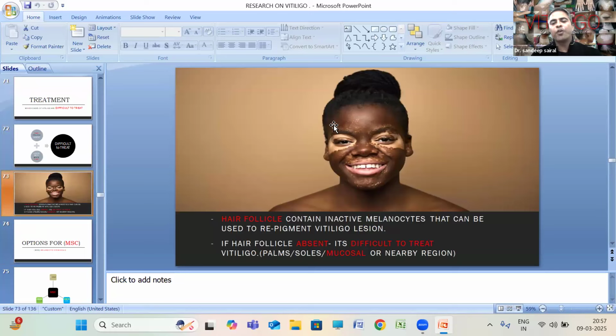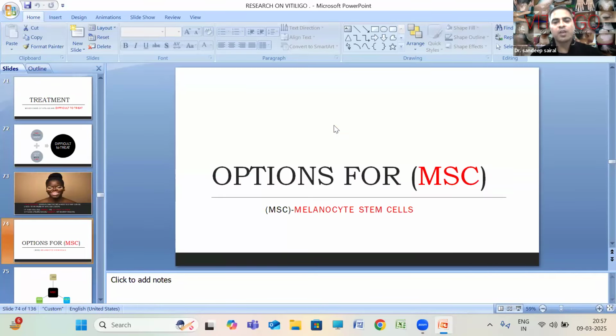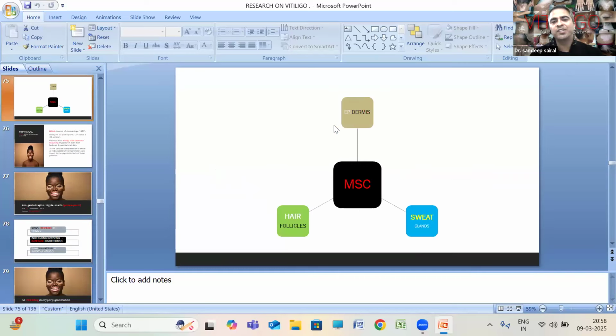Okay, and if hair follicles are absent, like in the palmar region or soles or the mucosal regions, it will be difficult to treat. I have two cases of the mucosal region that I will share later on. Now, the melanocyte sources are melanocyte stem cells. Melanocyte stem cells form the melanocytes. So, what are the sources or options for melanocyte stem cells? Stem cells can come from the epidermis and the hair follicle that we just discussed.